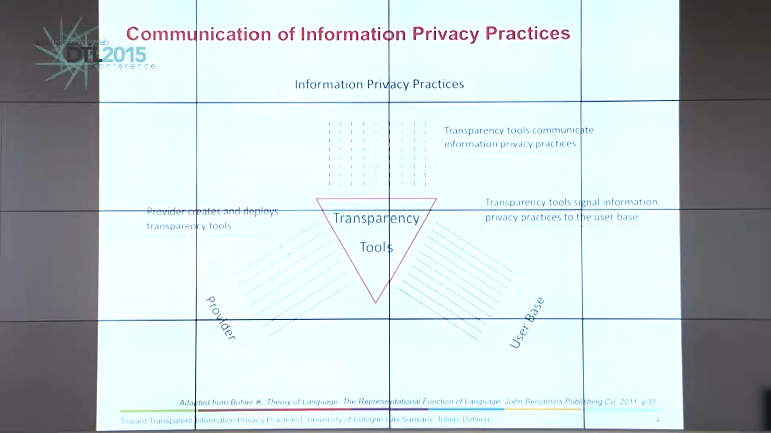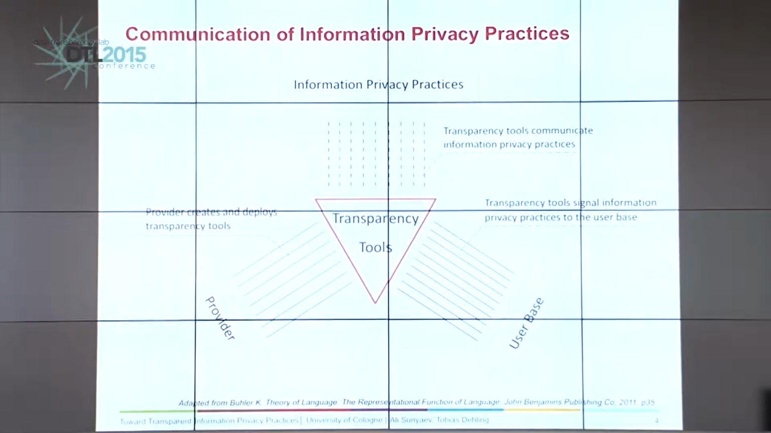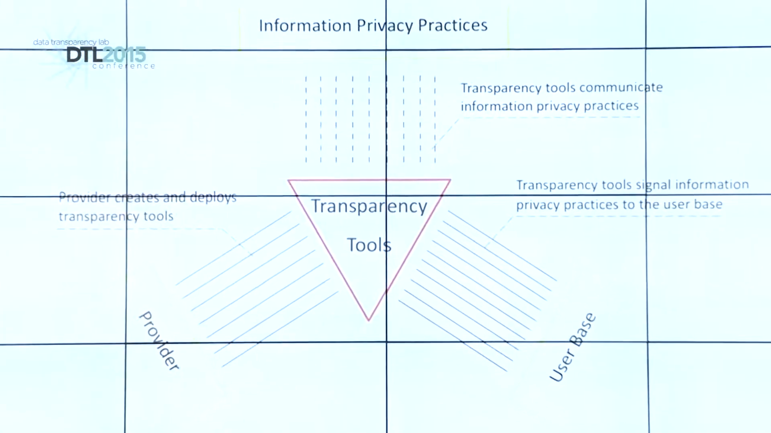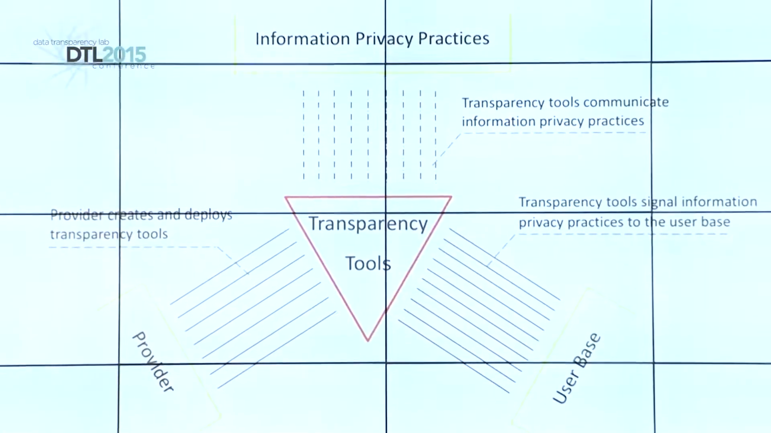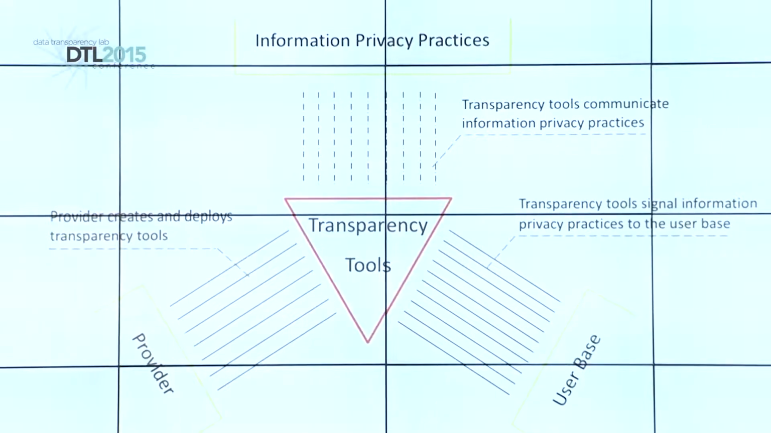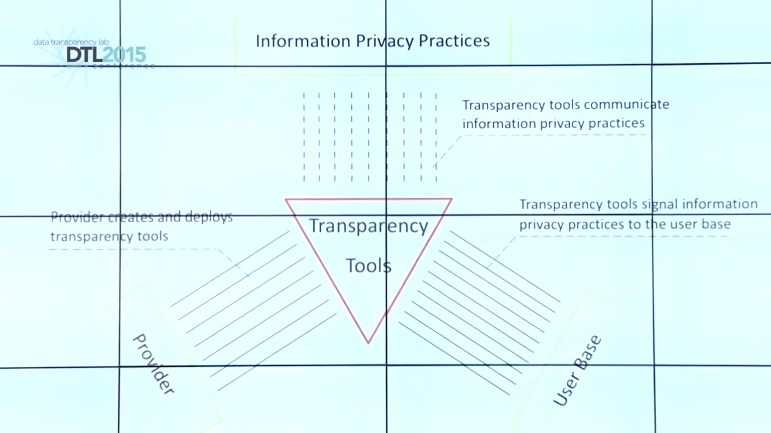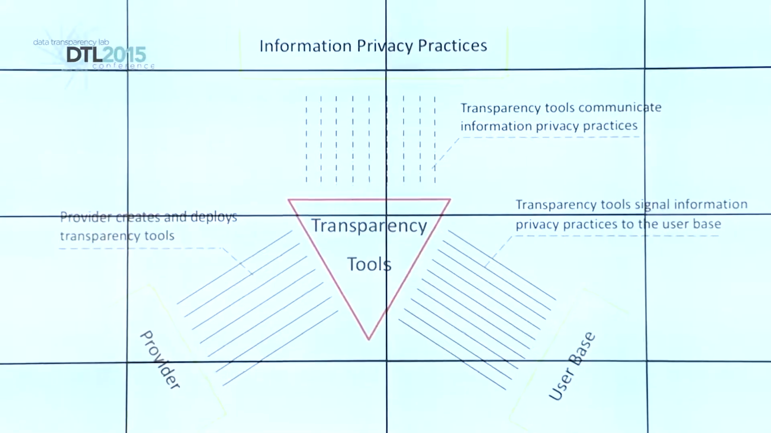So to sum up, at heart, transparency of information privacy practices remains a communication issue. Providers have some idea of their information privacy practices and represent their privacy practice in transparency tools, which then serve as a signal to the user base and then give users some understanding of the information privacy practices. And only if all these links are well crafted and well thought through, it's actually possible to establish transparency of information privacy practices. And how to do that is, well, the purpose of our research.